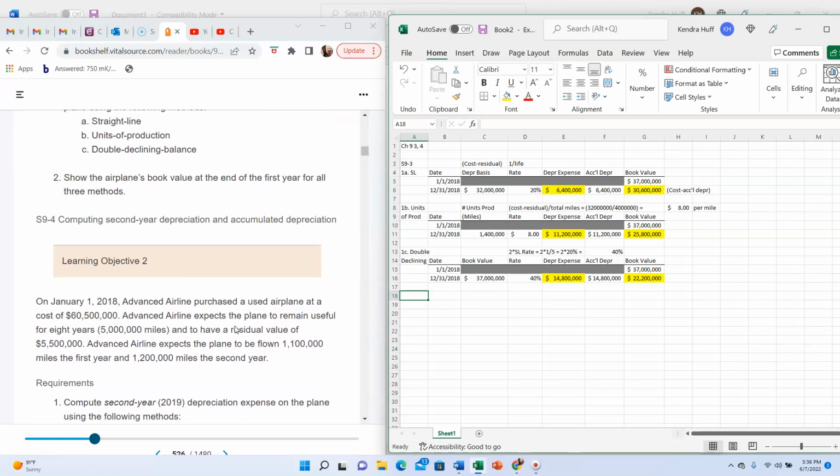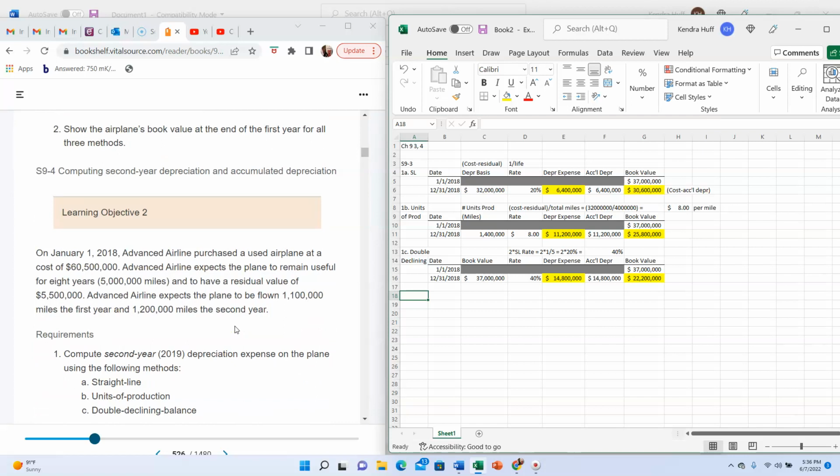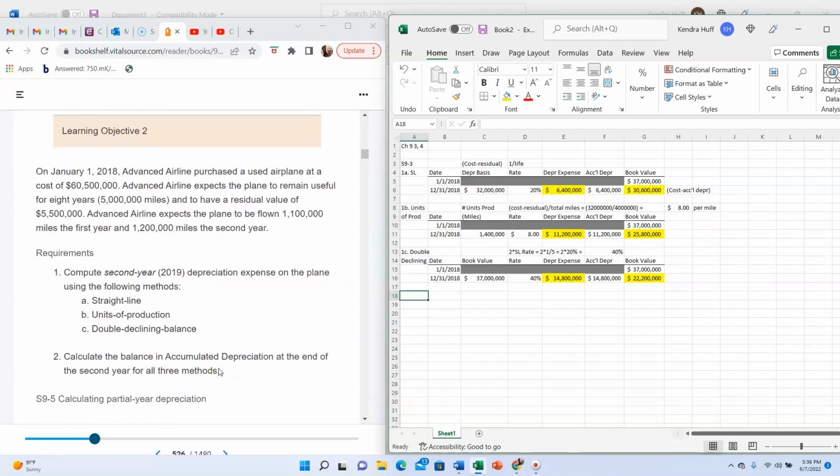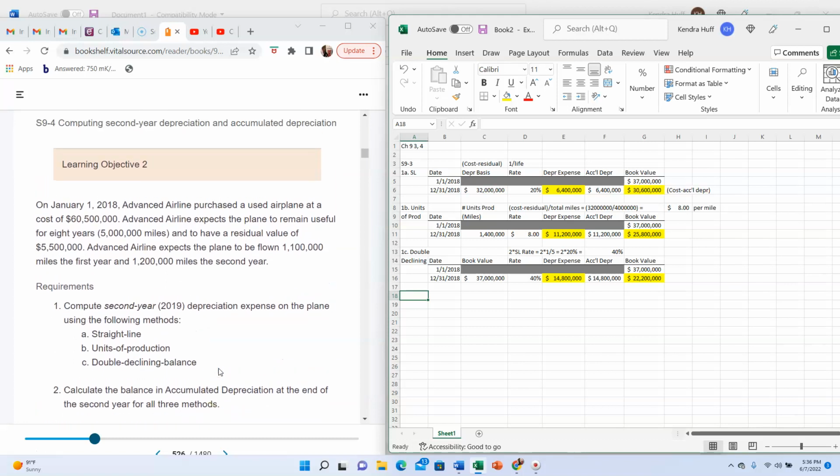All right, kind of the same thing, different numbers. And we're doing second year. So we're going to do 2 years worth. On January 1st of 2018, Advanced Airline purchased a used airplane at a cost of $60,500,000. Advanced Airline expects the plane to remain useful for 8 years or 5 million miles and to have a residual of $5,500,000. Advanced Airline expects the plane to be flown 1,100,000 miles the first year and 1,002,000 miles the second year. And we're doing straight line, units of production, double declining, and accumulated depreciation.